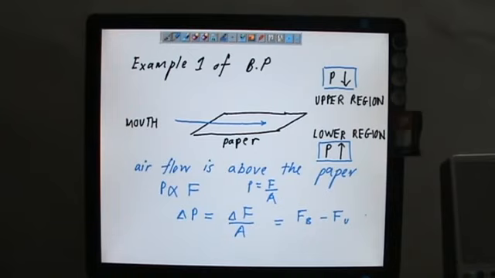Because of this, the paper flips up. You could try it with your own experiment at home or in a science lab.